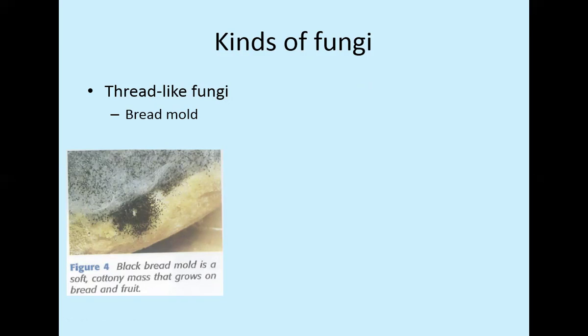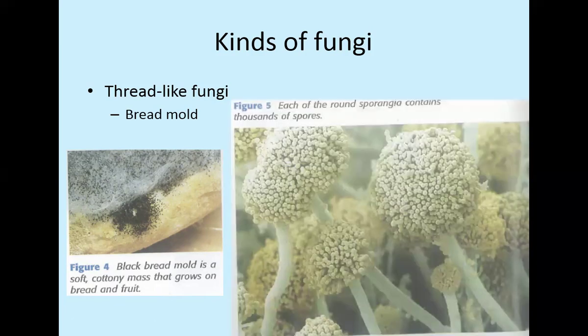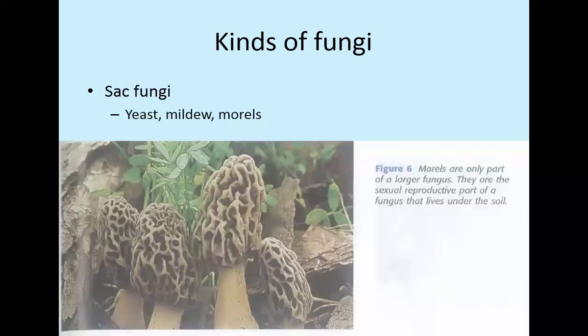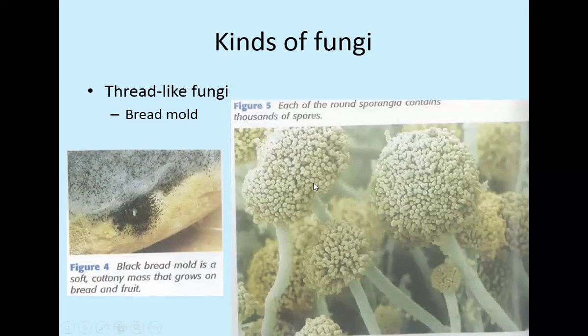Sometimes when food like bread or other food materials spoil, there is formation of a black colored layer on the surface of that food material. This black colored layer is actually the fungus. It's called the common mold or the bread mold. When you magnify, this is the right panel, figure 5, it shows a magnified view of the fungus.